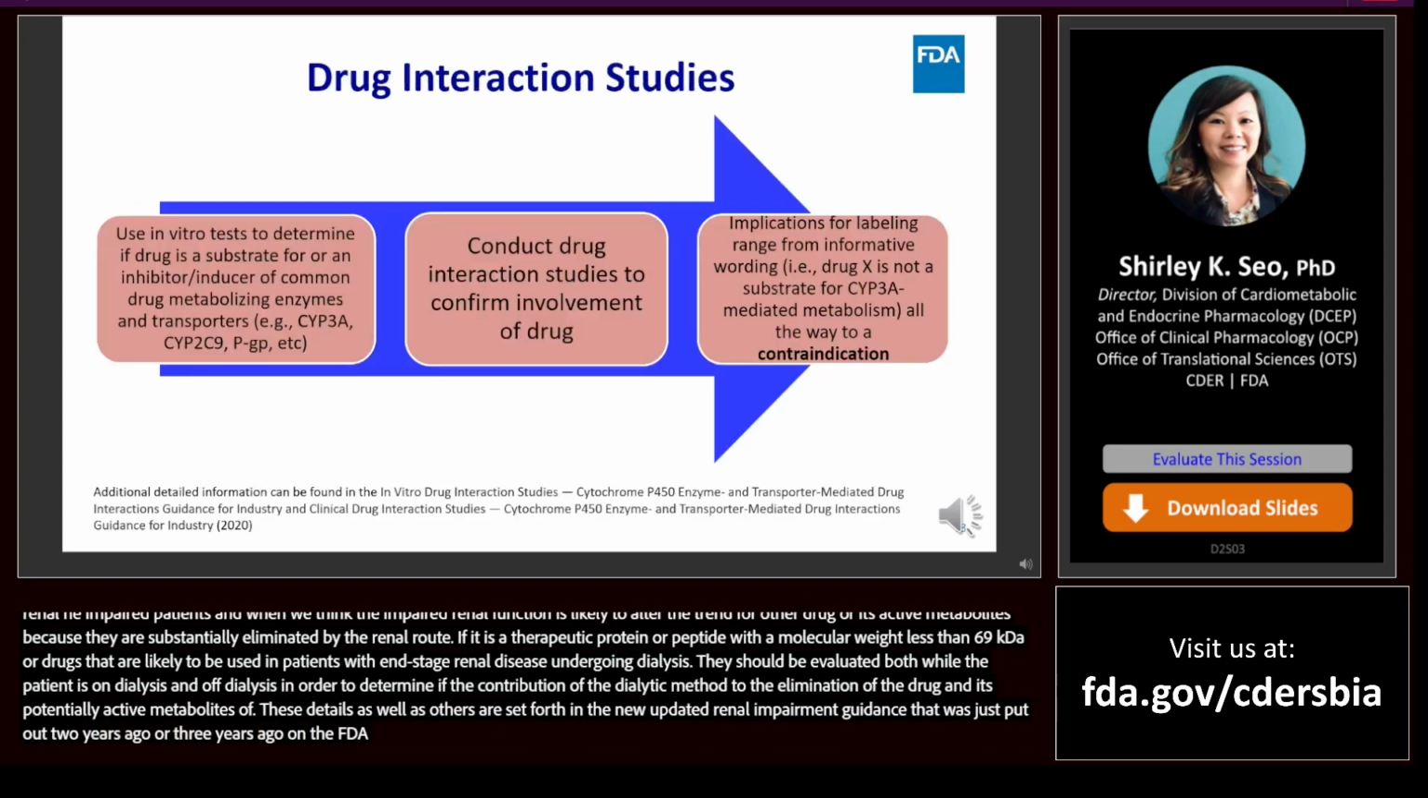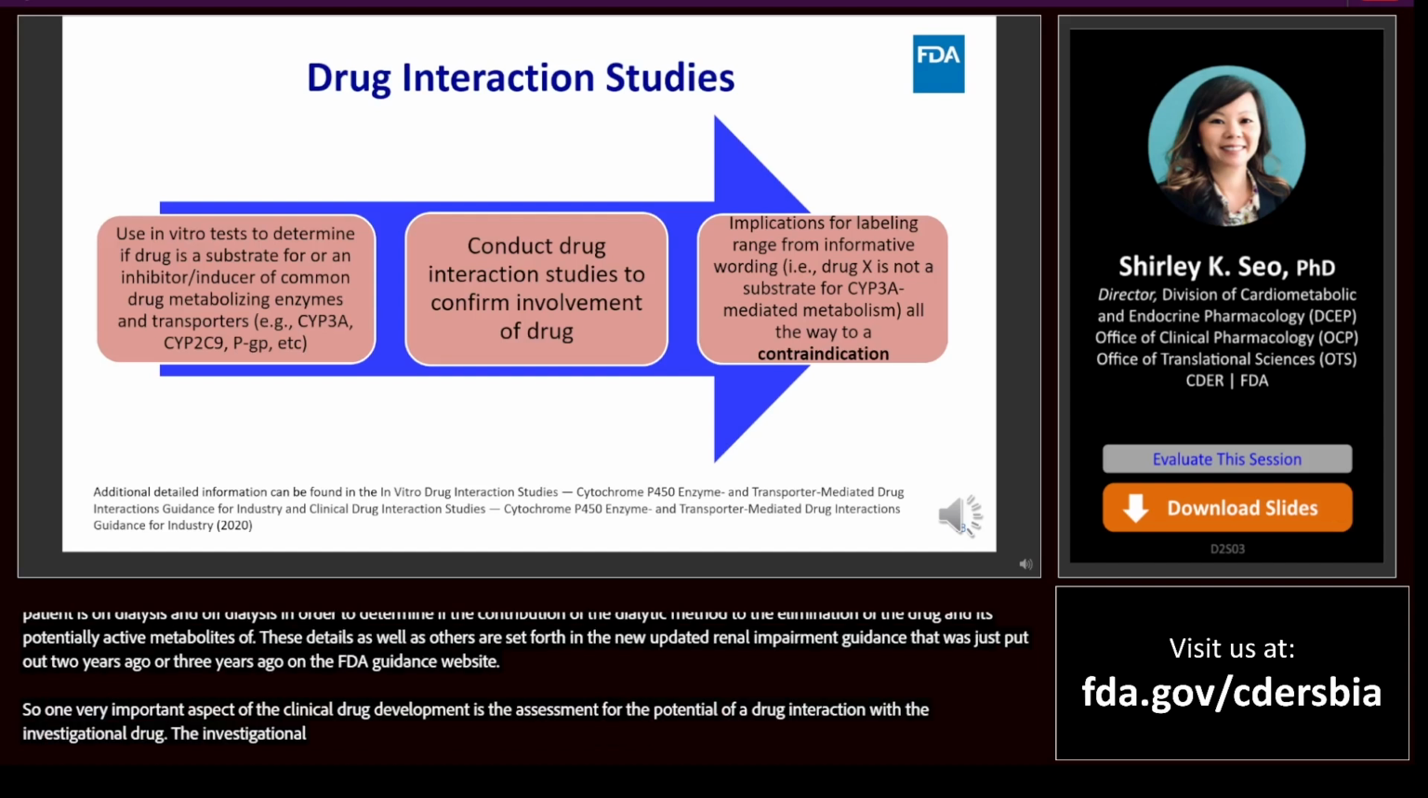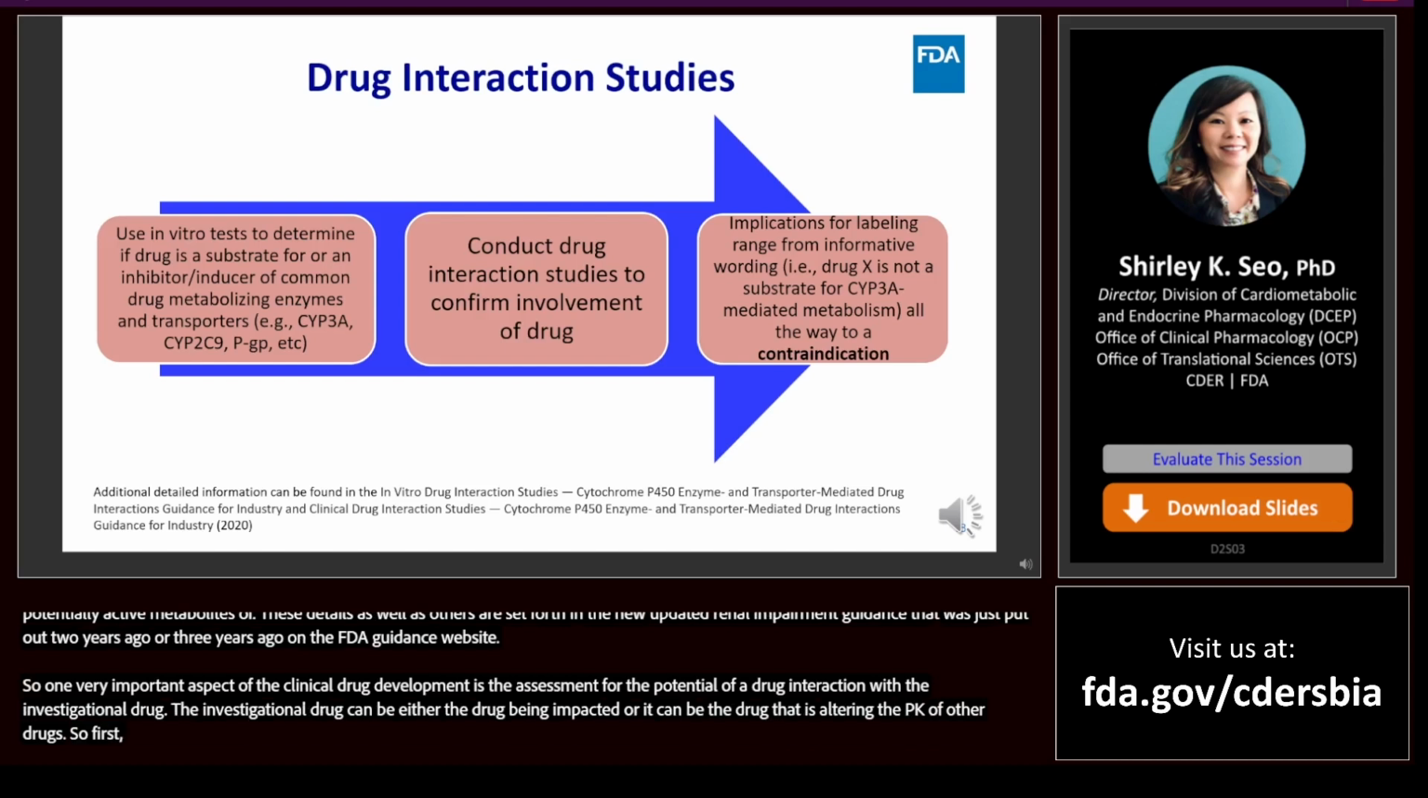So one very important aspect of clinical drug development is the assessment for the potential of a drug interaction with the investigational drug. Now, the investigational drug can be either the drug being impacted, or it can be the drug that's altering the PK of other drugs. So first, we start with in vitro tests or screening to determine if the investigational drug is a substrate for or an inhibitor or inducer of common drug metabolizing enzymes and transporters.